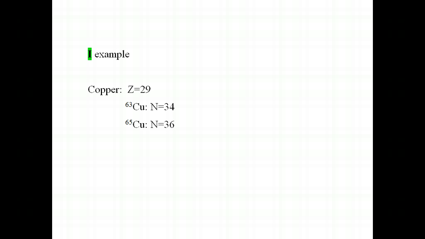Let us calculate an example. Copper has an atomic number Z equals 29. So it has 29 protons in its nucleus. And there are 2 naturally occurring isotopes, Cu63 and Cu65. Cu63 has 34 neutrons, so the neutron number is 34, and Cu65 has 36 neutrons.